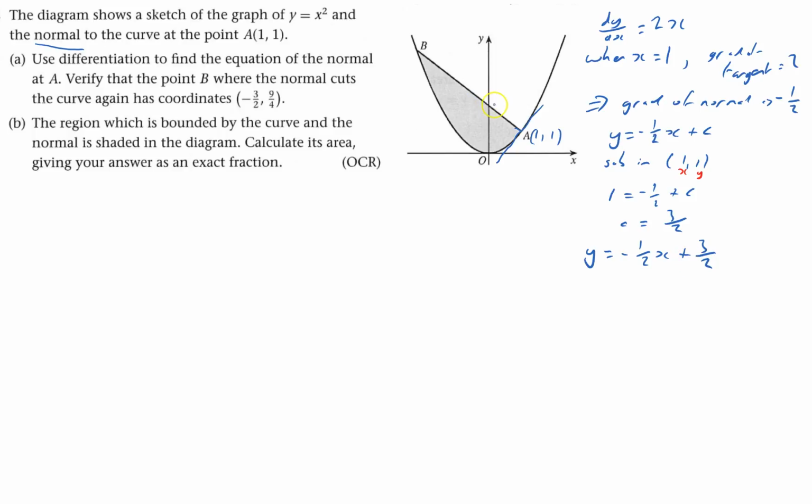And you can actually see it's likely to be right. That's plus 3 over 2, yeah, it's bigger than 1, and the gradient does go down, so it's minus a half. Now we need to verify where it cuts the curve.